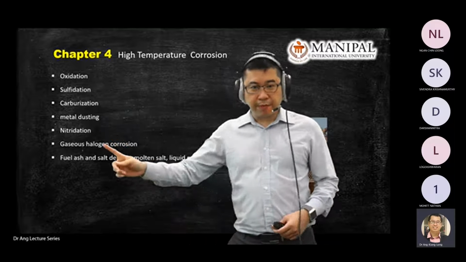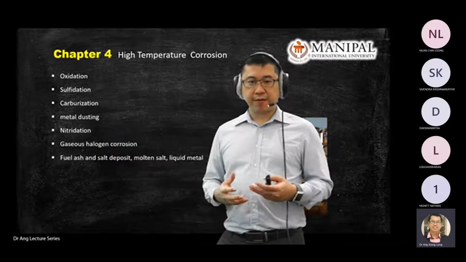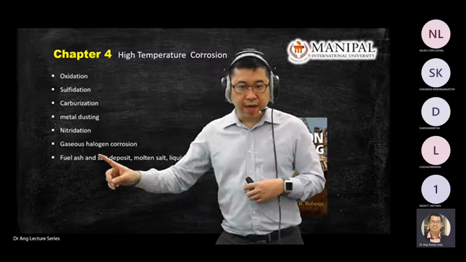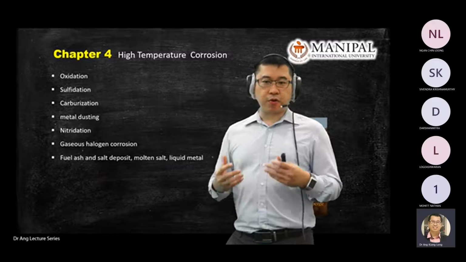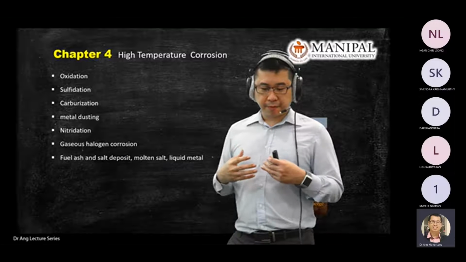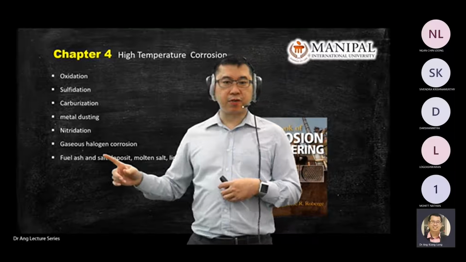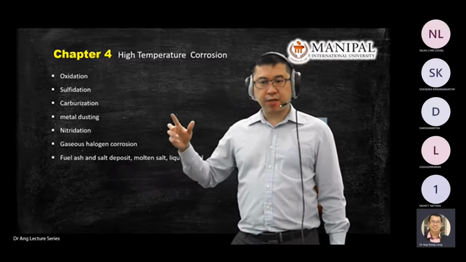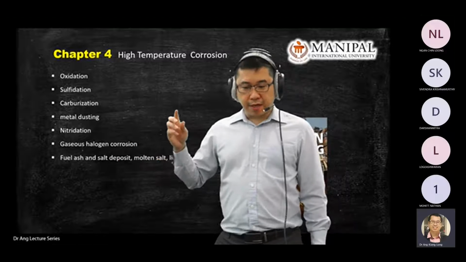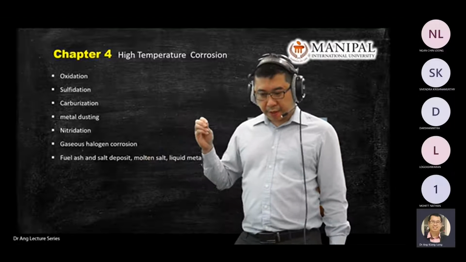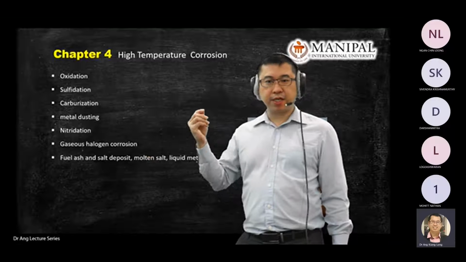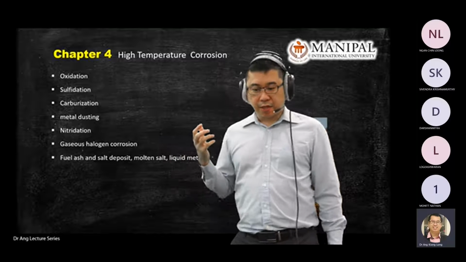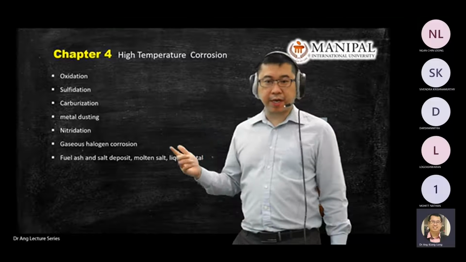Nitration, from the name itself, you know that it is linked with nitrate or NH3 or nitrogen. Halogen is linked with chlorine. Yeah, we focus on chlorine and so on. Ash or salt means some powder that triggers the corrosion, for example NaCl, sodium chloride, and so on.